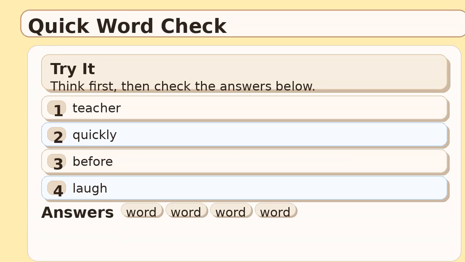Let us test the idea of a word before moving ahead. Each item here is a single word, but the grammar job is different. For now, simply confirm that each one is only one unit of meaning.